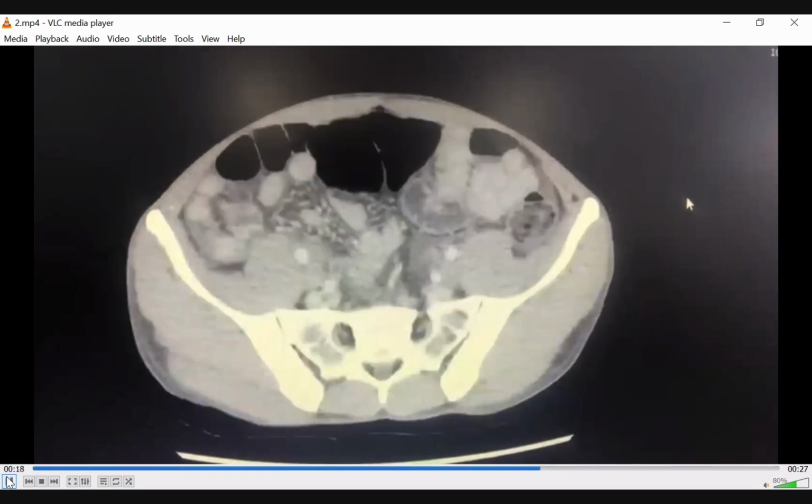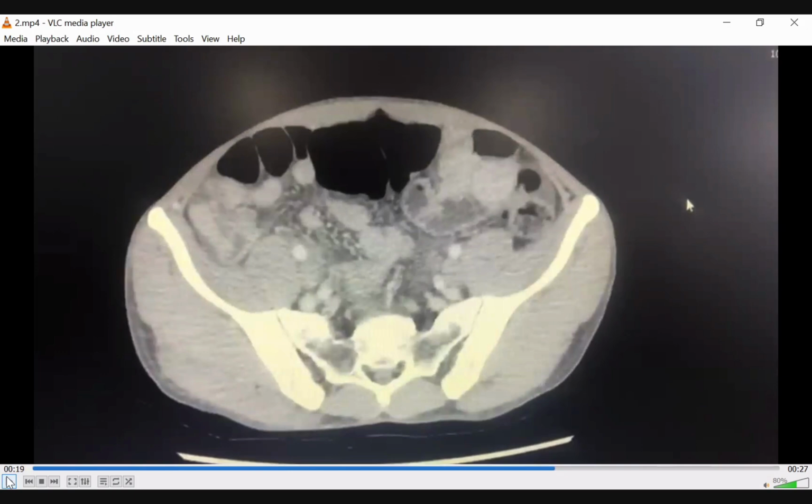So we're moving down. At what level are we now? At what vertebral level?